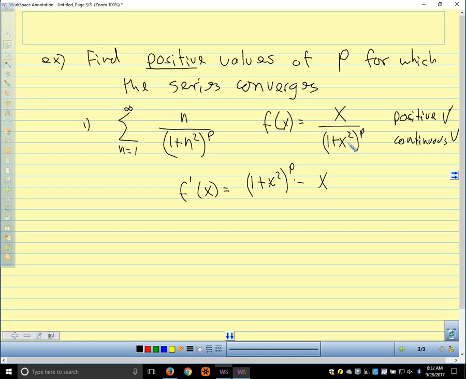So what do we get when we take the derivative of this? P times 2x times (1 plus x squared) to the p minus 1, over 1 plus x squared to the 2p.